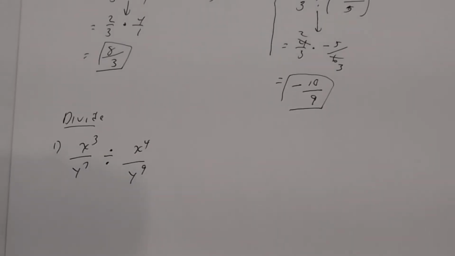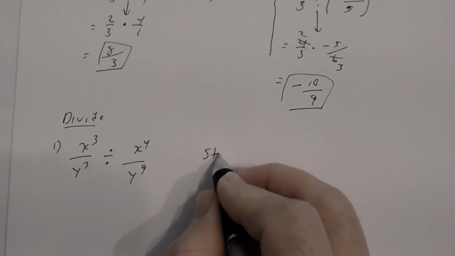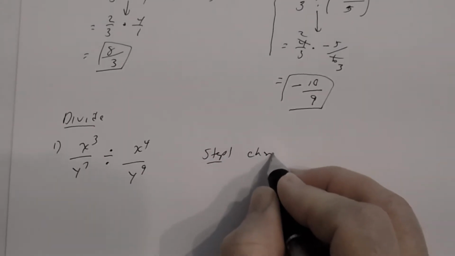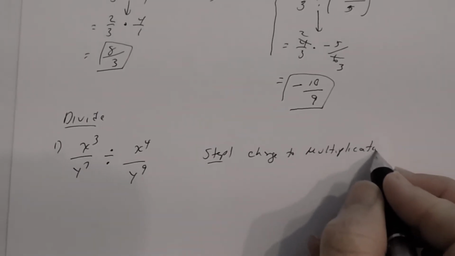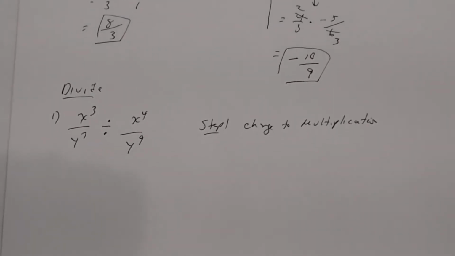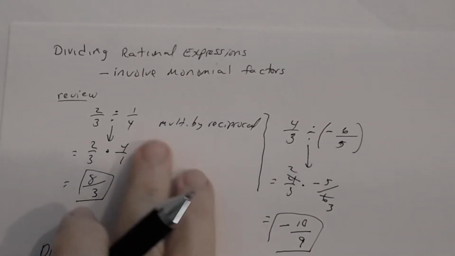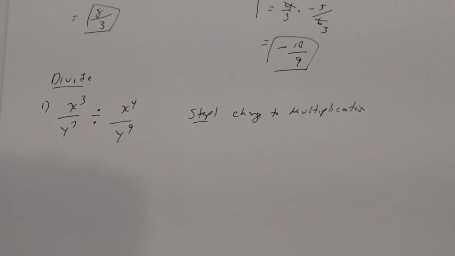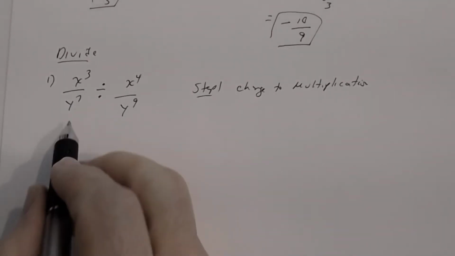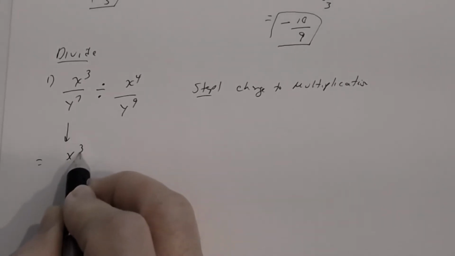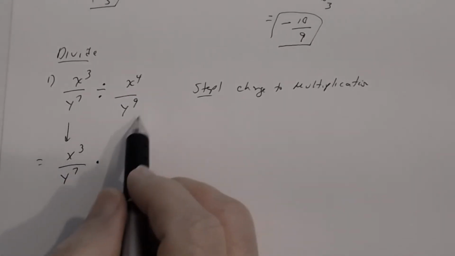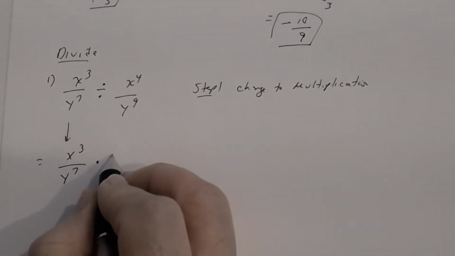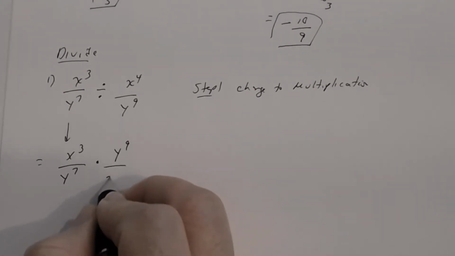Remember, we're going to change this to multiplication. Step one is to change to a multiplication problem. That's where we're going to use the idea of multiply by the reciprocal. So this becomes x to the 3rd divided by y to the 7th times the reciprocal of this. The reciprocal of this rational expression is y to the 9th divided by x to the 4th.